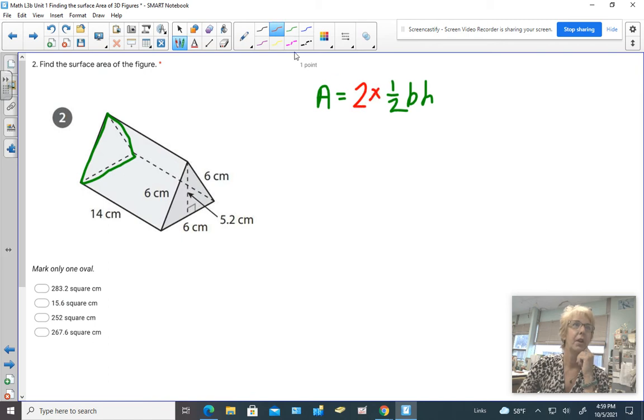Let's substitute in the numbers. Area equals 2, because we have two of them, times half times the base of this thing, which would be right here. This line right here represents the base, and they're telling us it's 6. And the height has to be perpendicular to the base. So see this dotted line? 5 2/10.